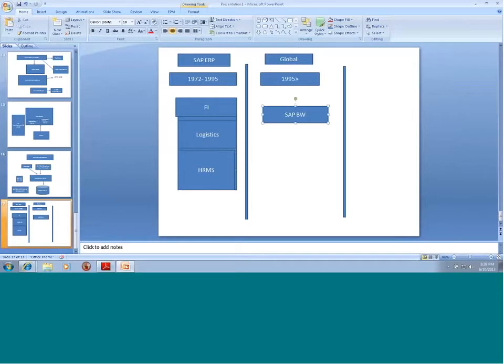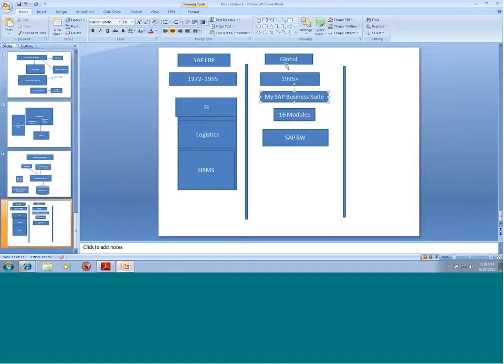So in addition to bringing global data into a single platform, SAP also wanted to make sure that they look at each of these modules and see if they can be enhanced. So on top of these core modules, SAP brought in something called My SAP Business Suite. This My SAP Business Suite is nothing but an advanced system comprising of 16 additional new modules on top of FI, logistics and HRMS.